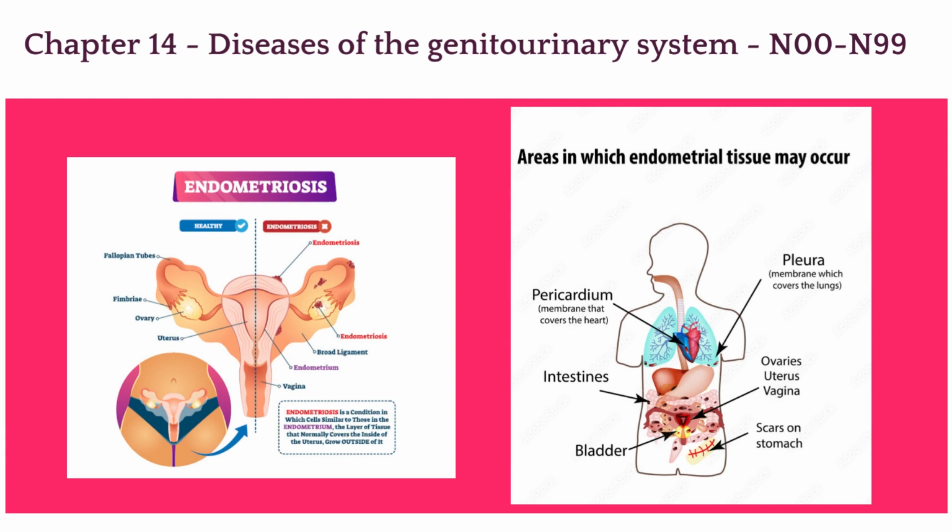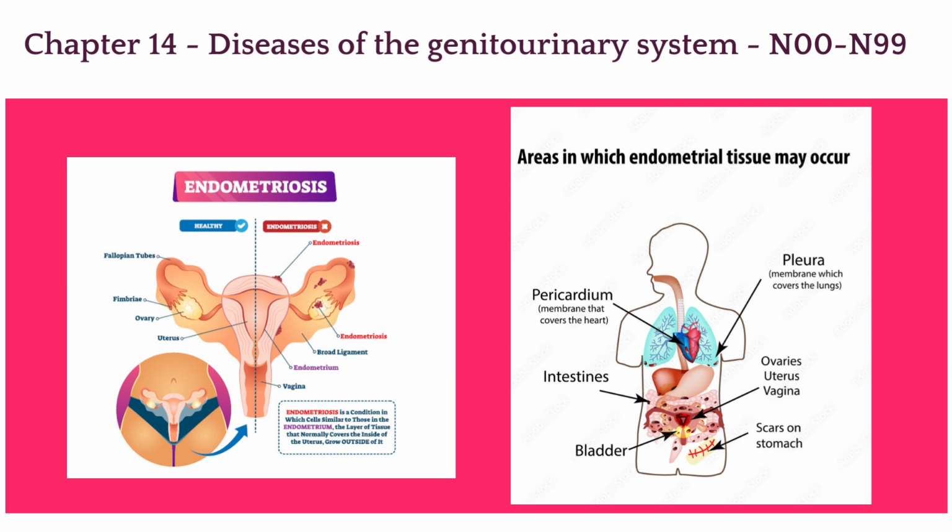So, beginning with chapter 14. For chapter 14, diseases of the genitourinary system, code categories N00 to N99. Endometriosis is one condition from this chapter which received a total of 135 new codes, which is pretty huge for a single condition, ideally, right?